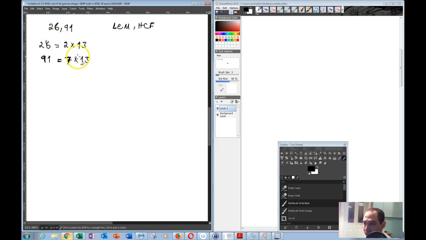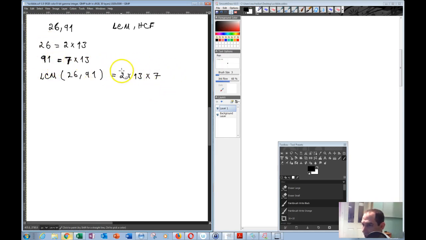So 91 is 7 times 13. Now how do you find the LCM of these two numbers? Let me first do this and then I'll tell you how you can do that formally as well. When you want to find the LCM of 26 and 91, you're looking for a number that contains both of them. For 26 you need a factor of 2 and a factor of 13. For 91 you need a factor of 13 and a factor of 7. The factor of 13 I already have, the factor of 7 I can write over here, and that's the LCM of these two numbers.